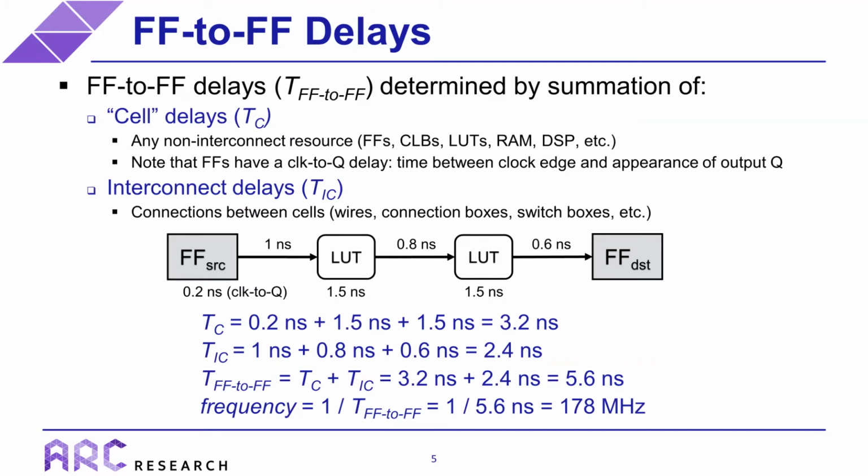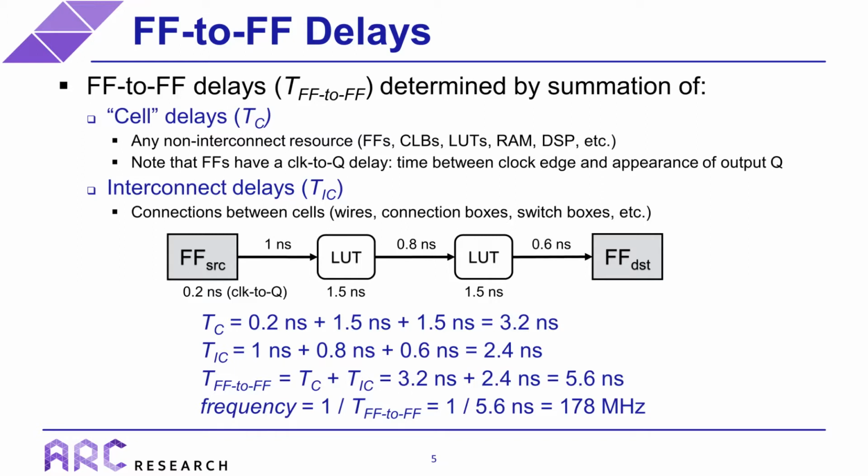So we now know that we need to focus on the delays between flip-flops. These delays consist of the summation of 2 different components, cell delays and interconnect delays. A cell is a generic term used to refer to any non-interconnect FPGA resource, so CLBs, lookup tables, RAM, DSP, and so on. Even flip-flops contribute to cell delays, so it's important to realize that flip-flops don't immediately output a value after a rising clock edge.